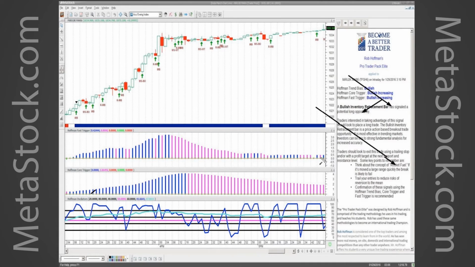Think about the concept of rocket fuel. Trail your entries. Confirm these signals with the trend bias, core trigger, and fast triggers. And of course, we had those. The momentum, the triggers, everything was firing off. And look what happened. Gang, you can't make this stuff up. This was yesterday, Friday afternoon. Go check it out for yourself. All of you that have Metastock already and have the Become a Better Trader Pro Trader Pack Elite, you could see it for yourself, and I assume you were probably trading it.